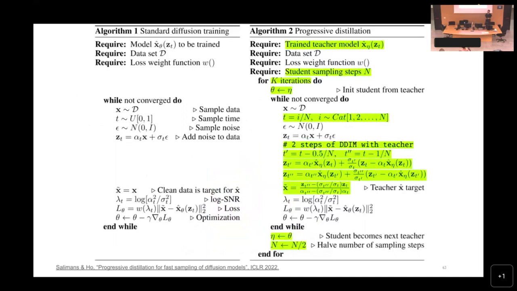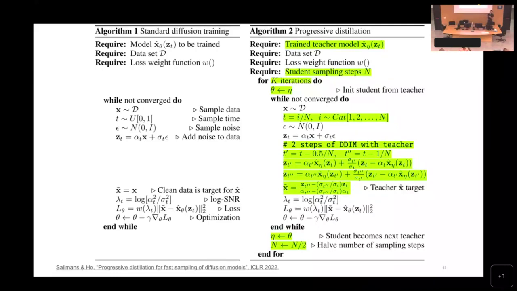This is what the progressive distillation algorithm looks like when you use it for training. On the left is standard diffusion model training. On the right is progressive distillation. The key difference is how we define the target that we're denoising towards. To make things a little bit complicated, I now define the model in terms of X prediction. So we're predicting the clean data rather than the noise. But as I said before, they're all just linear transformations of each other.